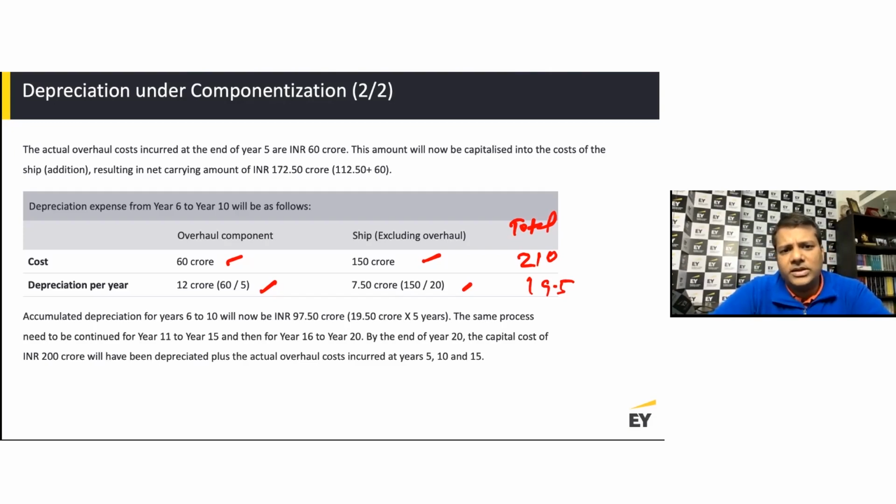By the end of year 20, the capital cost of INR 200 crore will have been depreciated, plus the actual overhaul cost incurred at year 5, 10, and 15. All right. So essentially what we're trying to say is that the overhauling cost you assessed at the beginning needs to be de-recognized, and the new cost which you incurred needs to be recognized, and it also has an impact on your depreciation cost. And any such change here is a change in accounting estimate to be accounted for on a prospective basis.